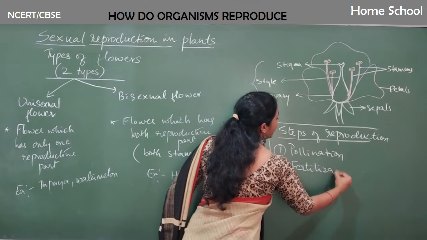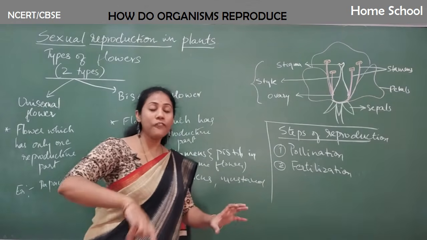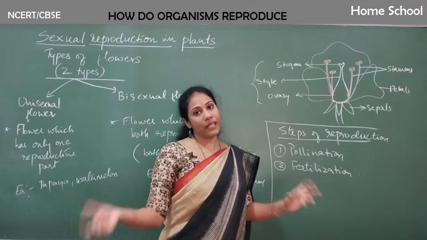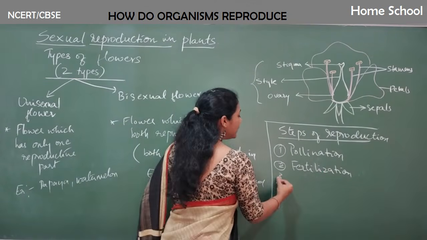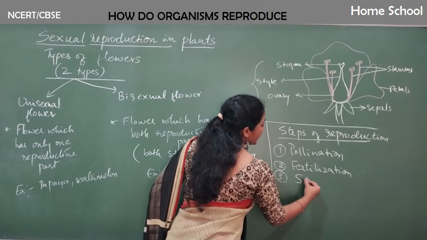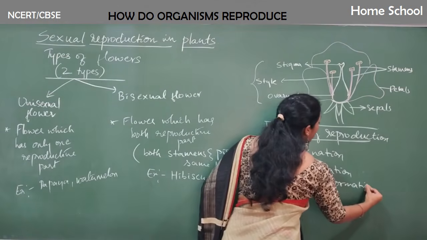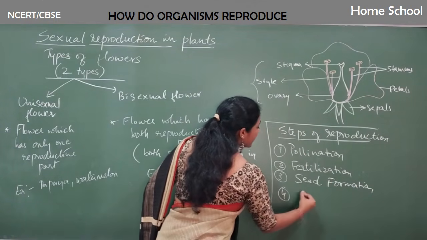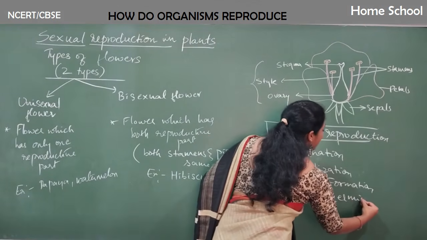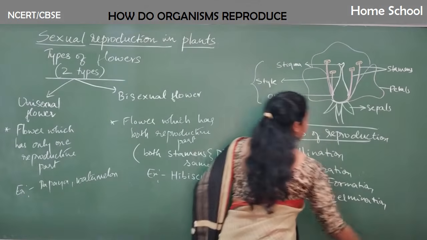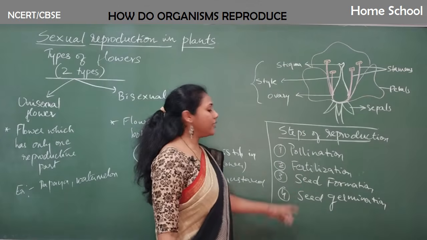Fertilization. I have already told you the meaning of the word fertilization, isn't it? It is the fusion of male germ cell and female germ cell. Let us see how they can fuse in the flower. And the third one is seed formation. Seed formation. This is very important. And the fourth one, seed germination or just germination. Okay. So these are the 4 steps that you will find under the plant reproduction. Let us study one by one in detail.